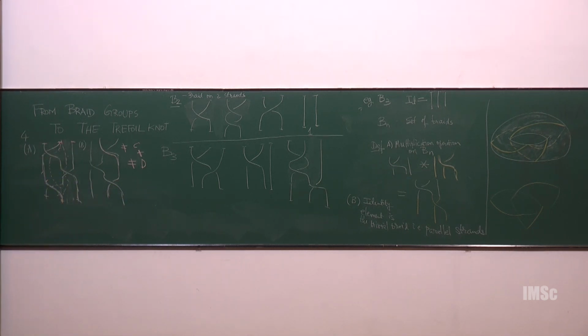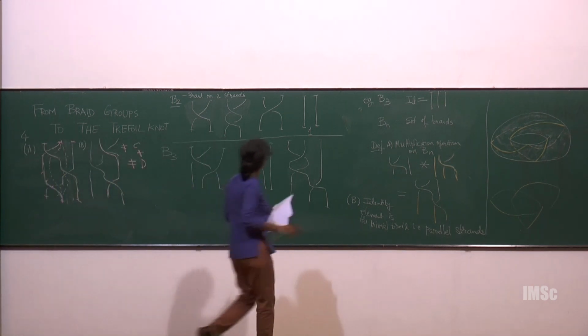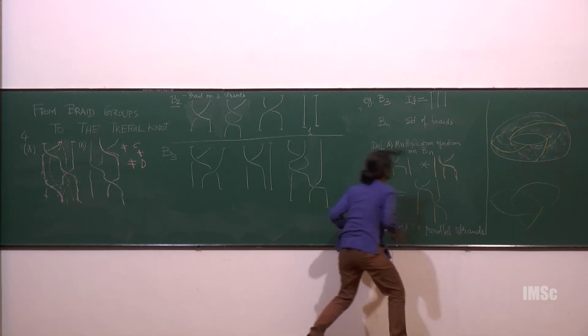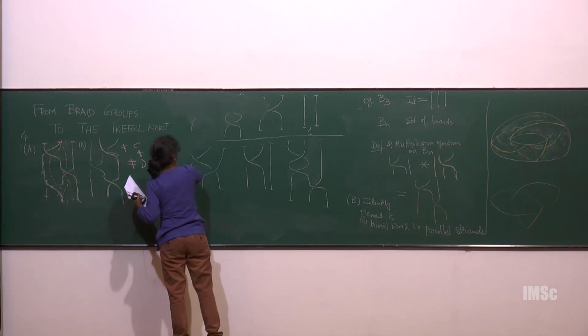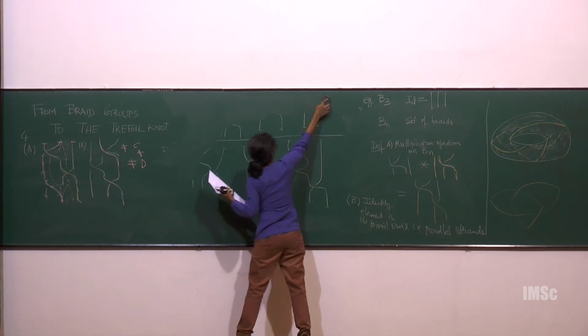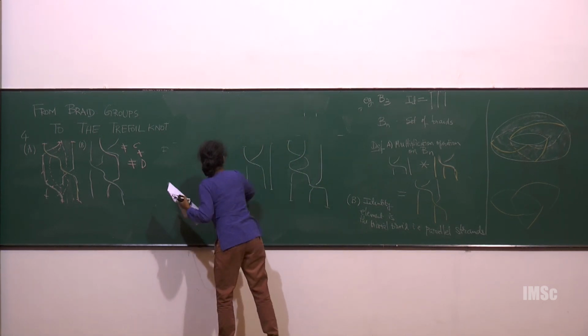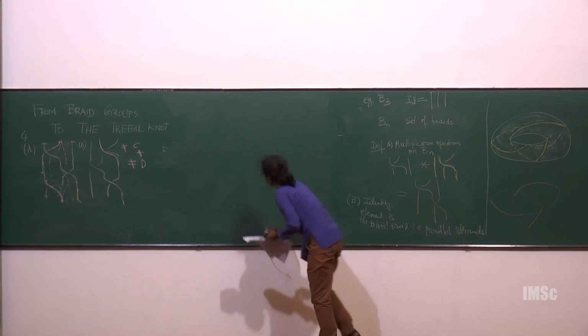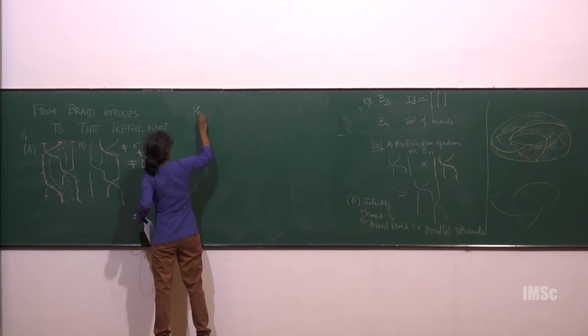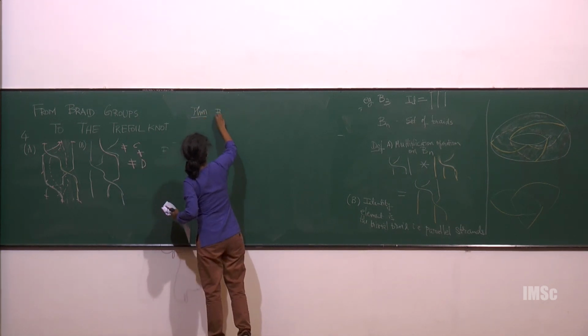Okay, so now we know how to multiply and we know what is the identity element. Now the next question is, is this a group? So what do we have to do to check whether this is a group or not? So it's actually a theorem. Let me write it down. Bn is a group.